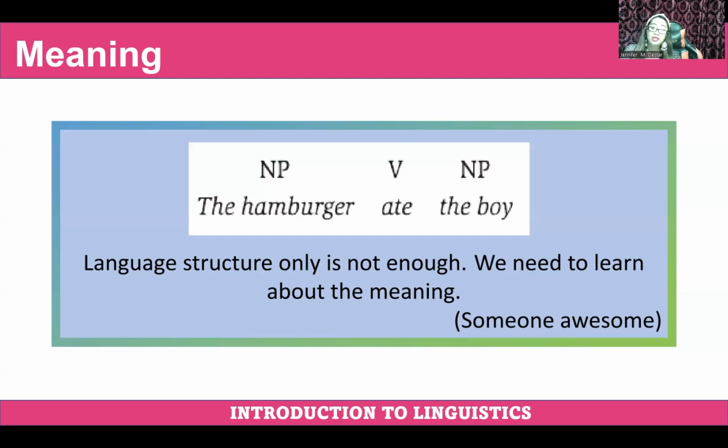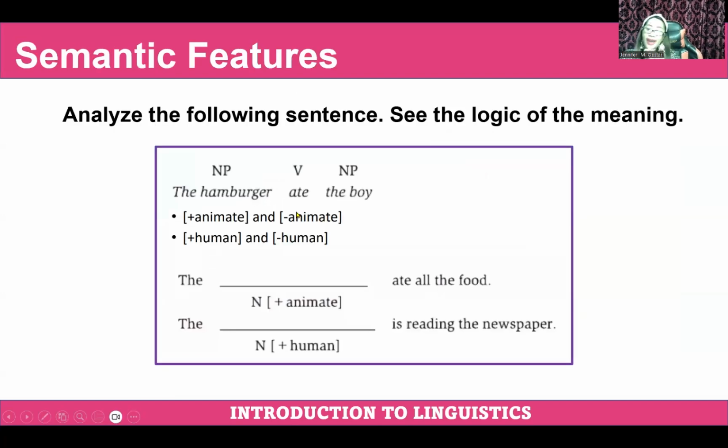And sa tulong ng semantics, mas maiintindihan pa po natin. So we have here the following semantic features. Analyze the following sentence and see the logic of the meaning. Yun yung sinasabi natin na logic. The hamburger ate the boy. So the first one, the positive animate, and the negative animate, positive human, and negative human. So ano pong ibig sabihin nito? As far as I remember, the symbol positive states that the quality is possessed by the one being talked about. When you say negative, the quality is not possessed by the one being talked about.